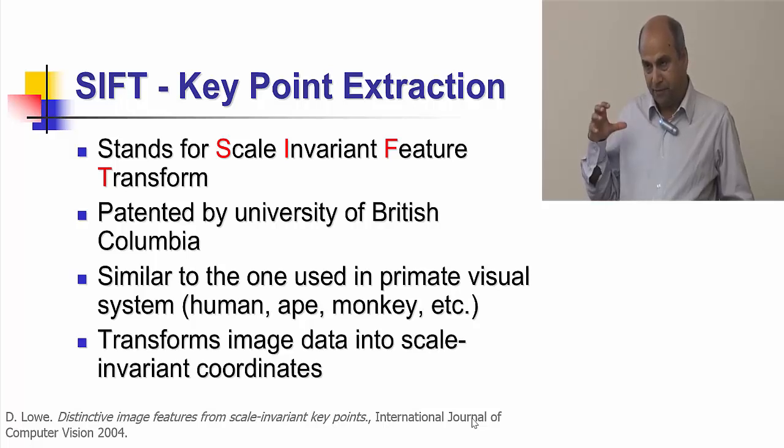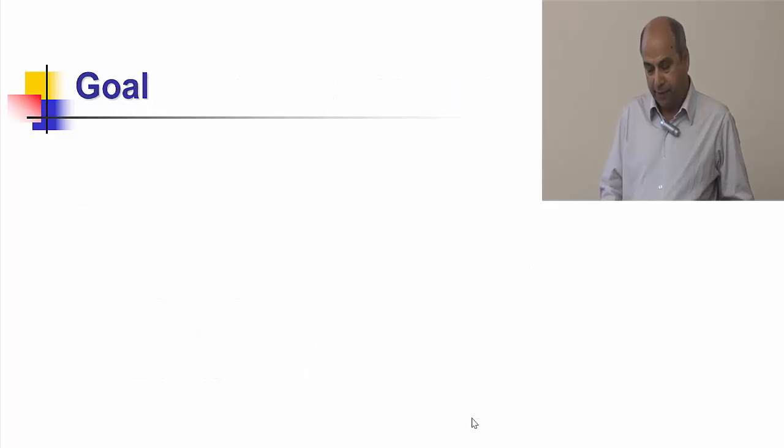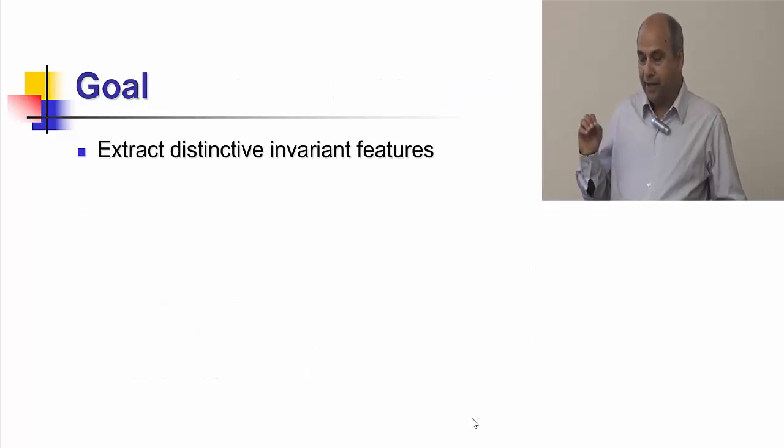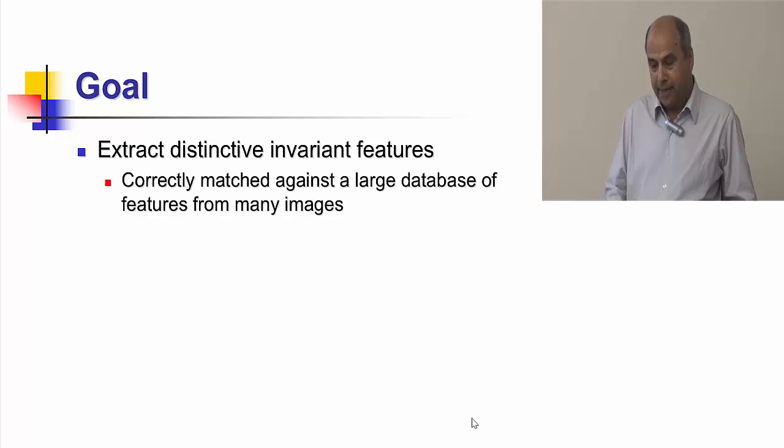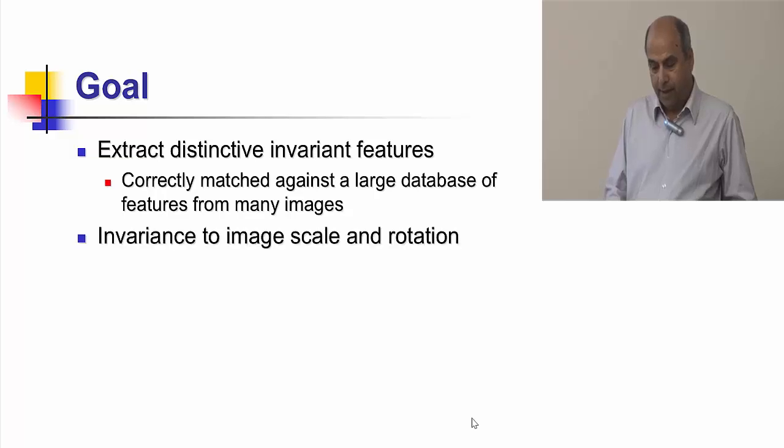So in a way, it transforms the image into scale invariant coordinates. The goal is that we want to extract distinct invariant features, as we did in Harris, which identify the interest points. But these are better because they are invariant. And once we can detect these features and descriptors, then we can match those from one image to another image. These are invariant to scale and rotation. If the image is rotated or a scaled version, we can still do that.